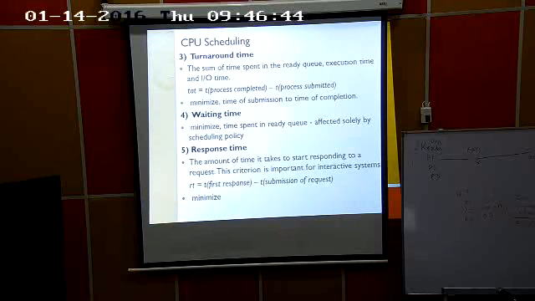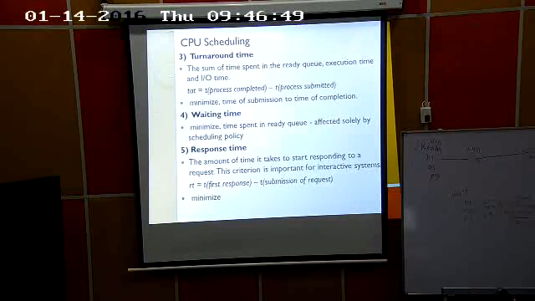Okay, and average turnaround time? Total of P1 plus P2 plus P3 divided by 3. Why 3? Because there are 3 processes. The total is 81, divided by 3 is 27. 27 milliseconds turnaround time.